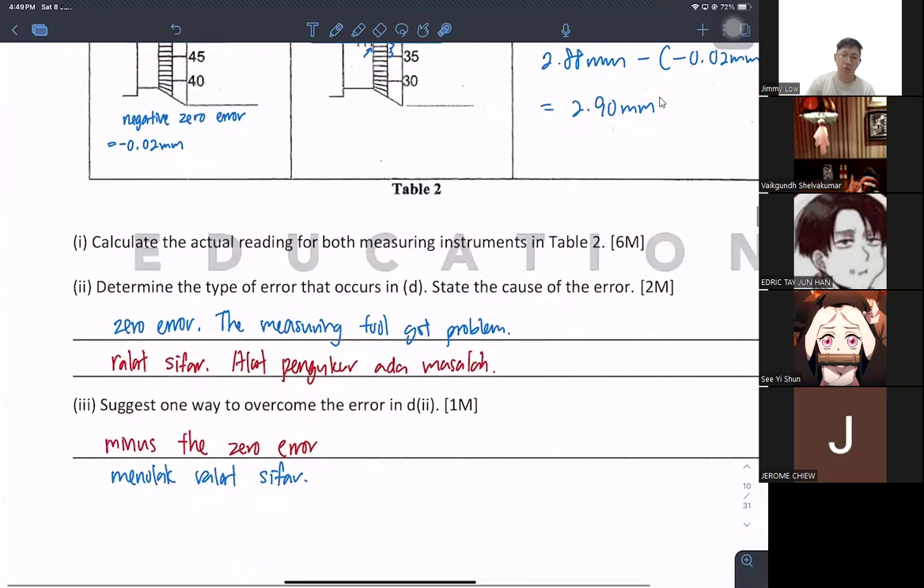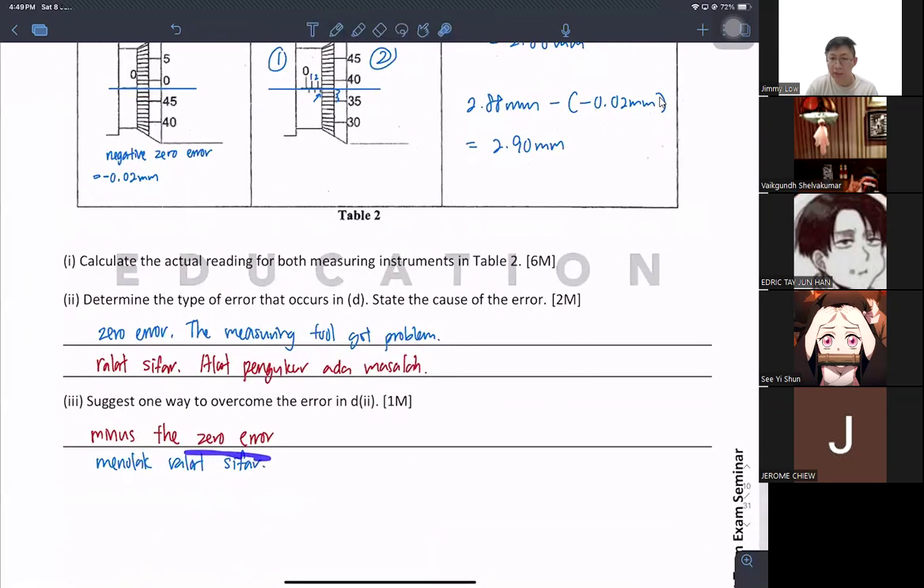So suggest your way to overcome the error. How are you going to overcome, to solve the error of zero error? You minus it out, you deduct it out, you subtract it out. The word here, as long as you bring out the correct meaning, is fair enough already. The word itself doesn't matter. You just take out the zero error. So this is how you get the correct reading.